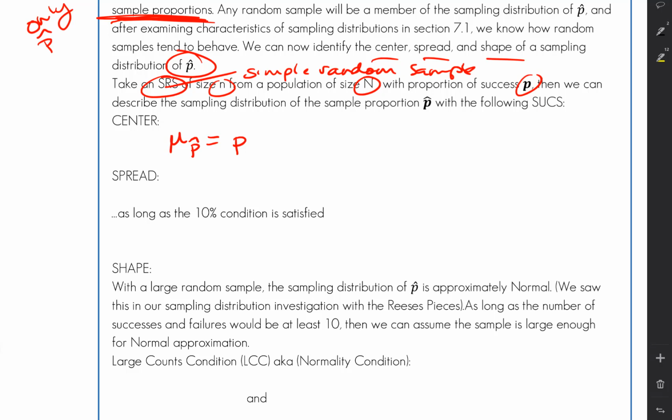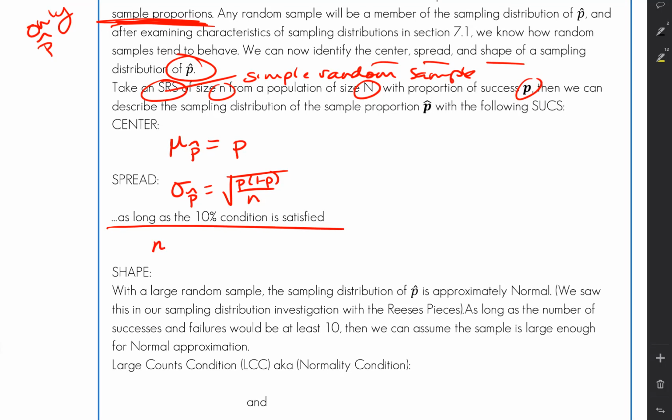For spread, we said we can use this formula, sigma sub p hat, because sigma is standard deviation, that's our measurement of spread, and this formula was found by the square root of p times 1 minus p all over n. As long as the 10% condition is satisfied, you have to check this condition in order to use this formula. It is a requirement. Okay? So we say that n is going to be less than or equal to 1 over 10 N. If we check that, then we say, okay, this formula is fine to use.